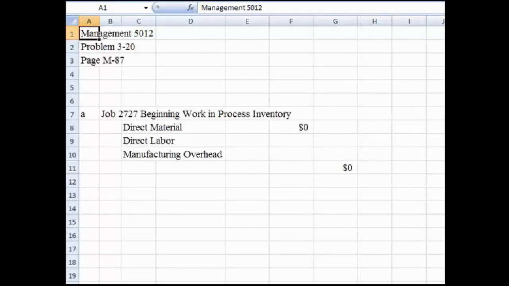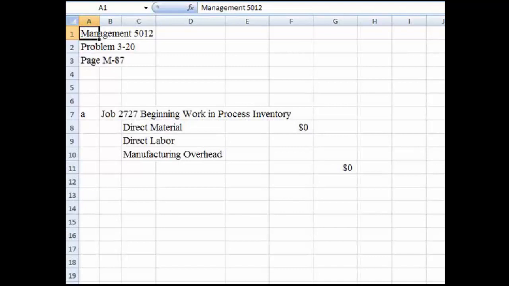From page M-87, this presentation will cover problem 3-20. As we move further into the management accounting section, things will start to get a little more complicated. At this point, we will be looking at simple product costing and inventory values. This chapter uses job order costing, which is one of the simplest methods of tracking costs of products.